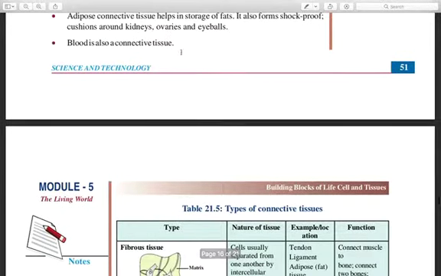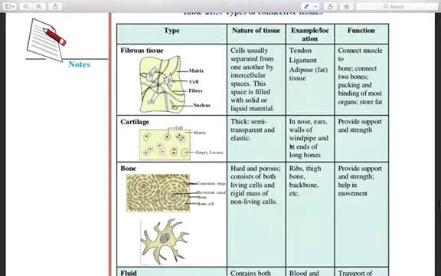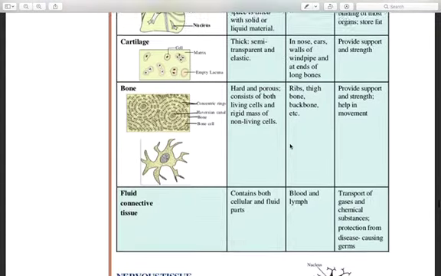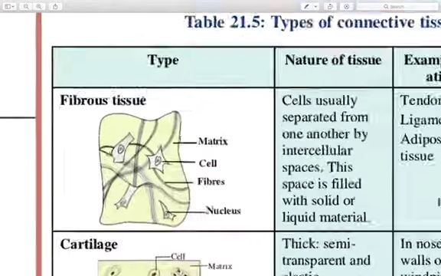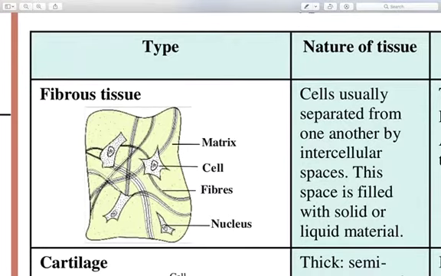Okay, blood is also a connective tissue. We have blood, right, in our body. That's also a liquid connective tissue. So there are types of connective tissues. We have fibrous tissue. This is the matrix, extracellular. We have cells here. This is the whole tissue, cell, and you have matrix, that is extracellular region, and you have fibers and you have nucleus.